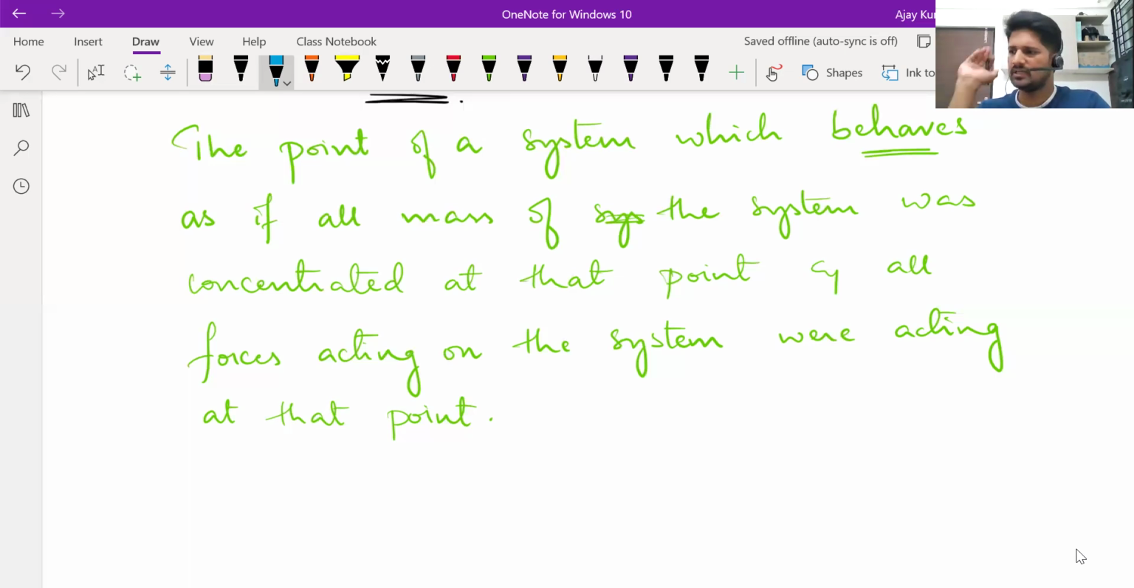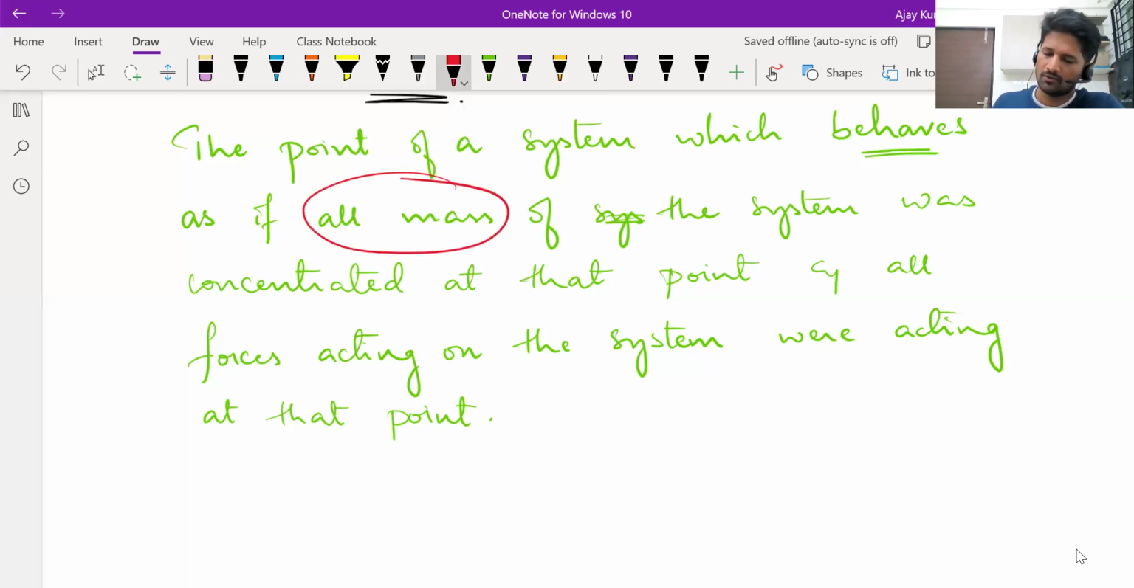So anything that you see around you is a collection of particles. Mass is distributed. But for any collection of particles, you can identify one point which behaves as if all mass is concentrated at that point and all forces acting on the system were acting at that point. Now, how to identify such a point? Let's see.